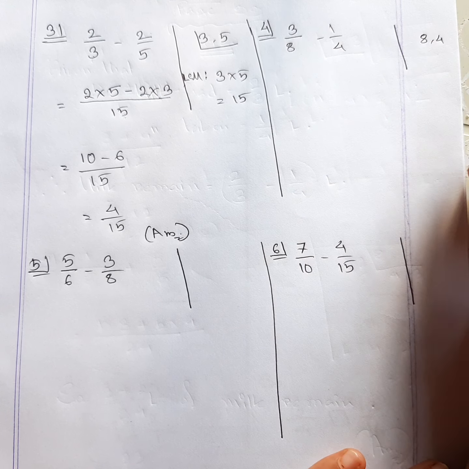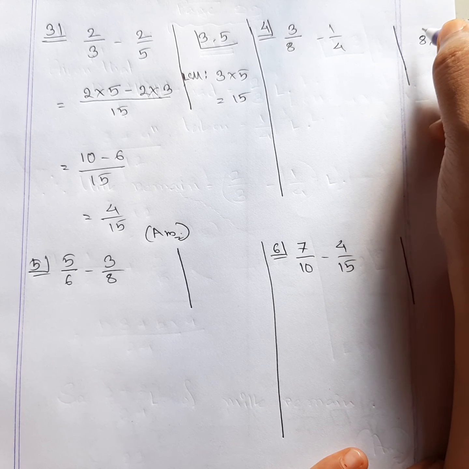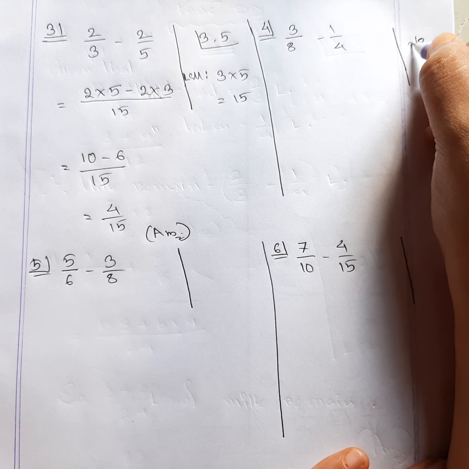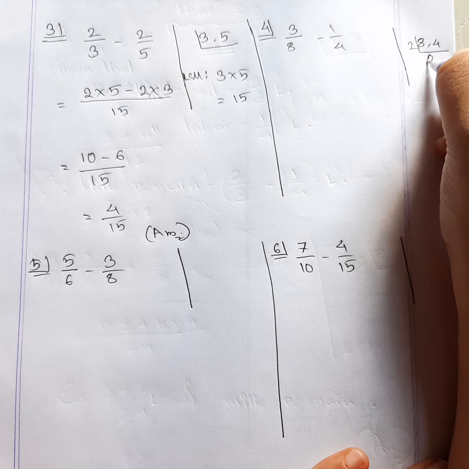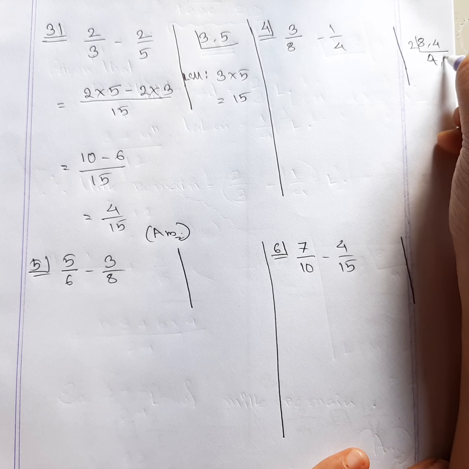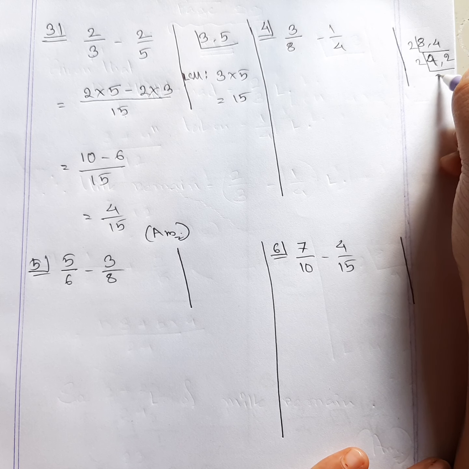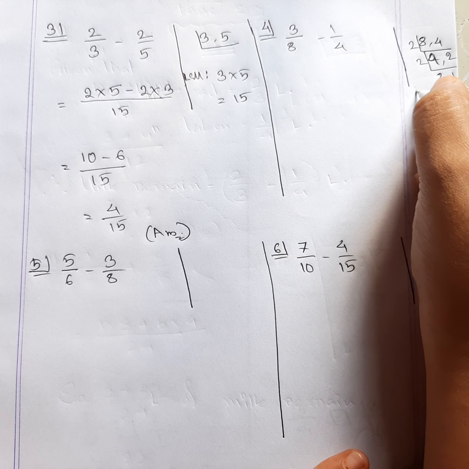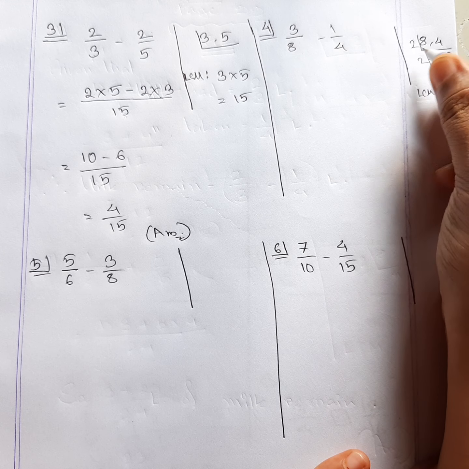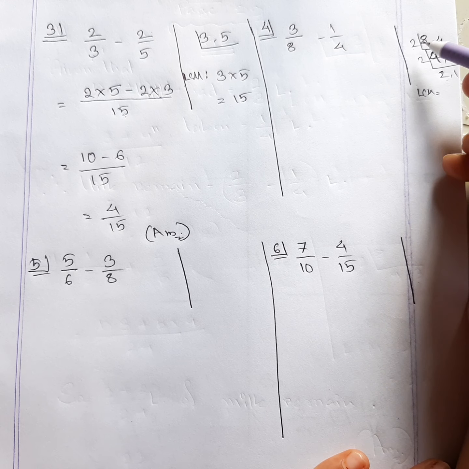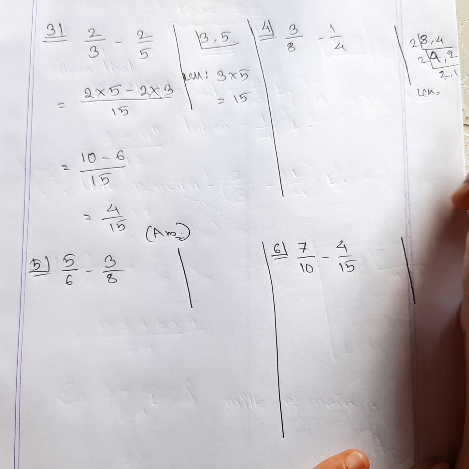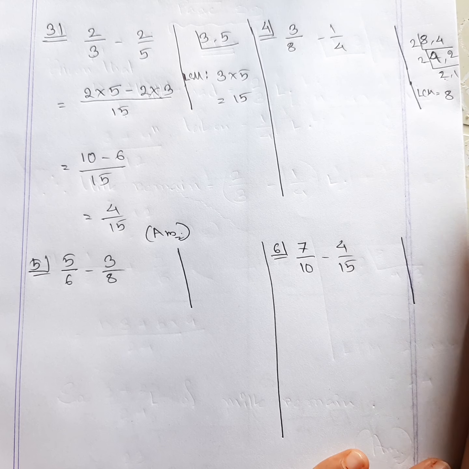Now the second problem, and we are doing the LCM first, with 4 and 2. So 4 and 2 divided by 2 gives 2 and 1. So the LCM will be 2 into 2 into 2. So 2 2s are 4, 4 2s are 8. Our LCM is 8 here.